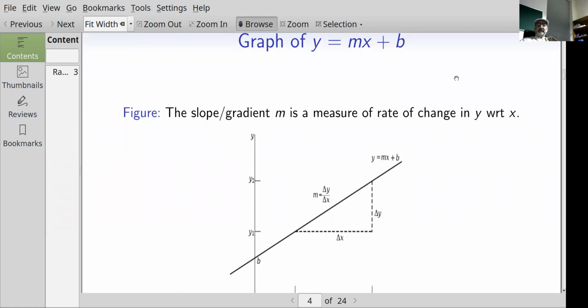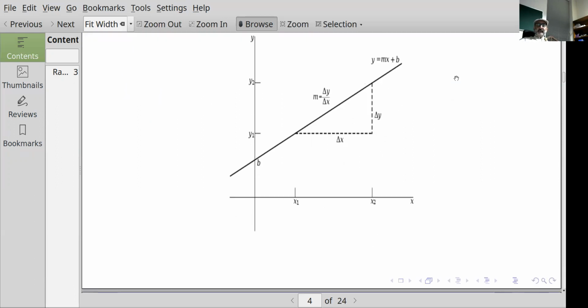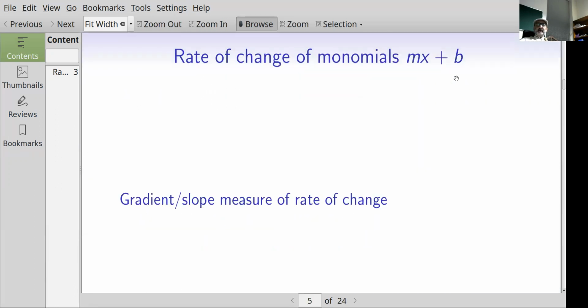If I have a monomial y equals mx plus b, its graph is a straight line, and m is called the slope or the gradient, and it is a measure of, if you change x by delta x, then how does delta y change? Well, it changes at a rate m equal to delta y over delta x. Okay, so we already have a rate of change for monomials. That's this gradient m.